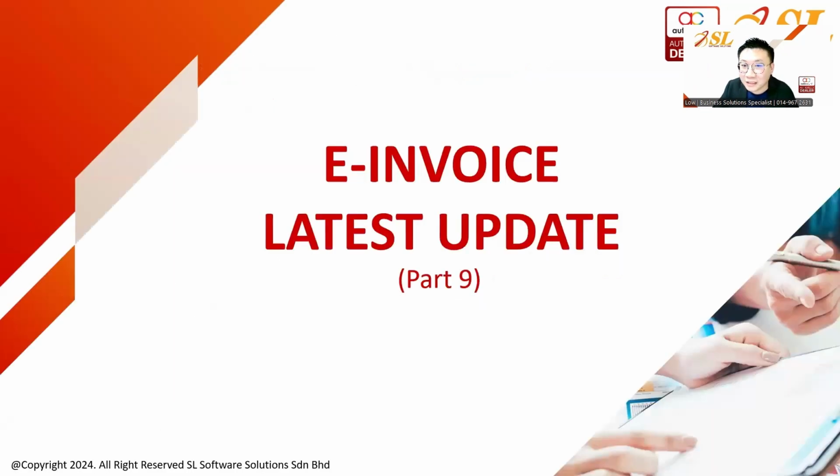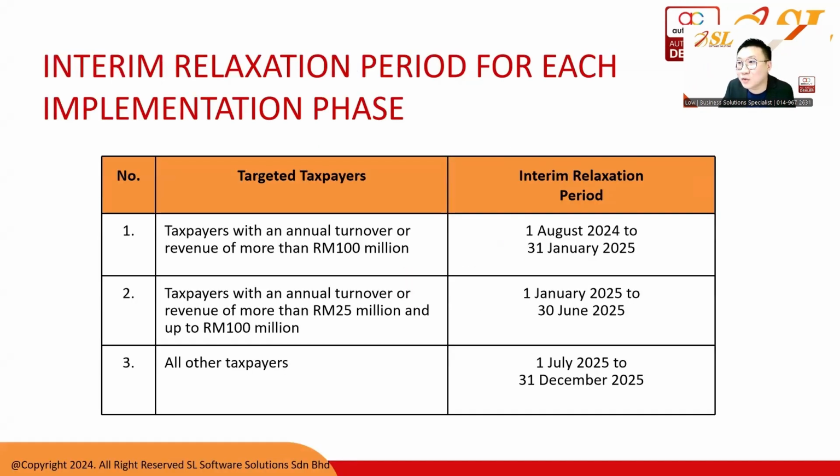Any update? The government gives you a 6 month honeymoon period, called the interim relaxation period. We have 3 stages. The first stage is 1st August 2024. Another is 1st January 2025. The last batch is 1st July 2025. All these 3 stages also get a 6 month honeymoon period.